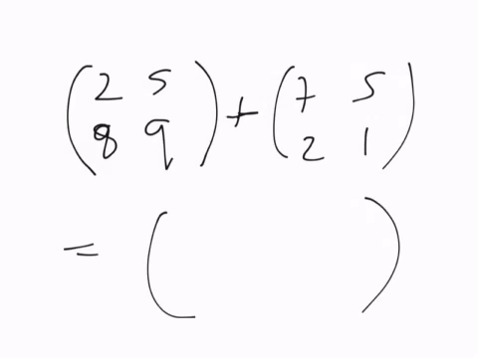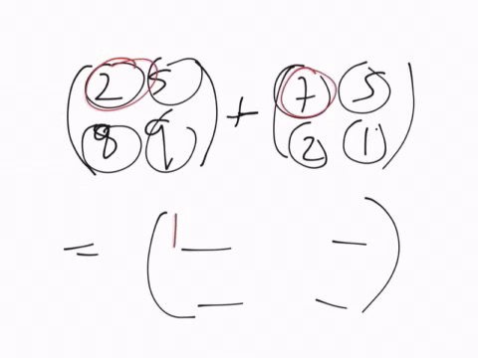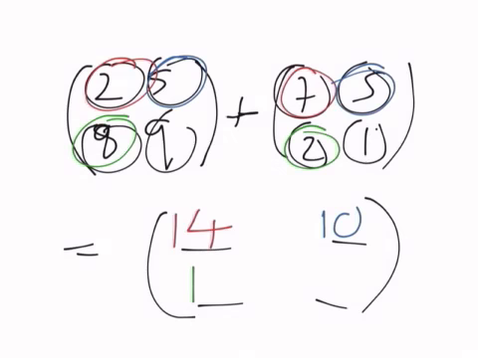Well, we just add each position of the element together. So we're going to be left with 2 plus 7 is 14. We're going to have 5 plus 5 is 10. We're going to be left with 8 plus 2 is 10 again. And we're going to be left with 9 plus 1 is 10 again.